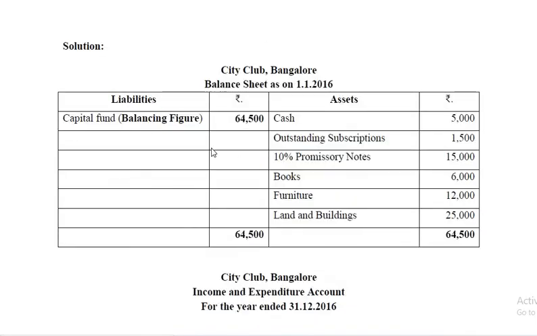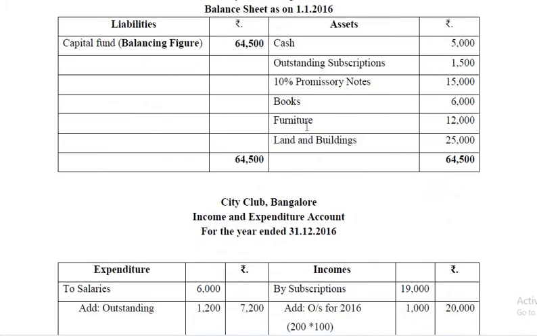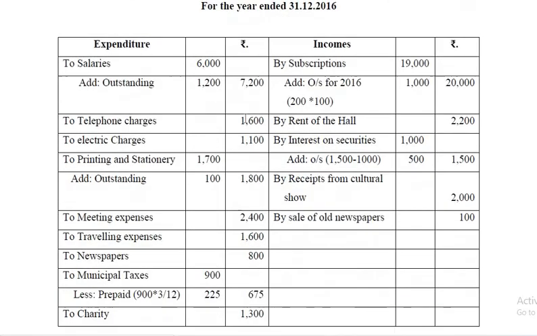See the preparation here in the problem. Opening balance of capital fund is not given. Therefore, there is a need for preparing the opening balance sheet. Otherwise, there is no need for preparing an opening balance sheet. All the balances at the beginning should be taken: cash, outstanding subscription 1,500, 10% promissory note 15,000, books, furniture, land and buildings. So the balancing figure, that is capital fund, is 64,500.